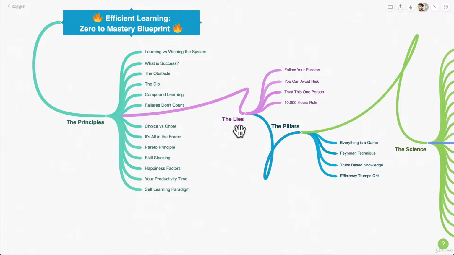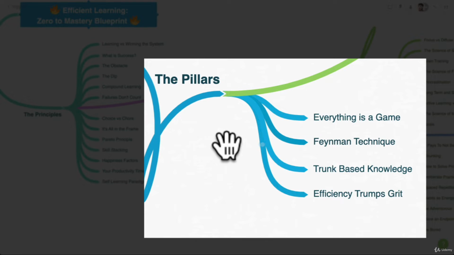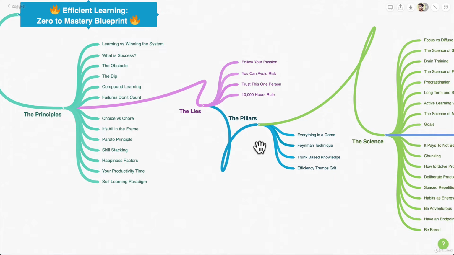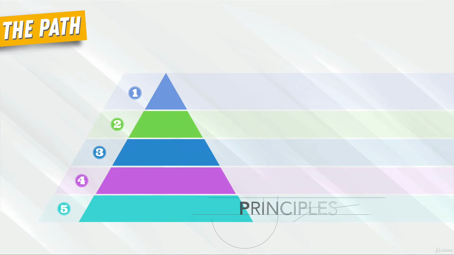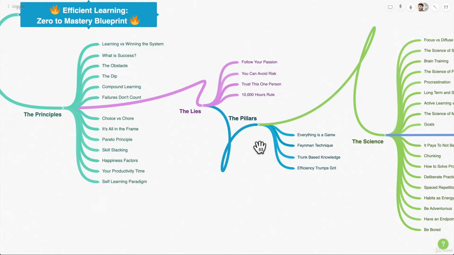Once we're done with that, we're going to go into the pillars. These are the foundational four pillars that we need to become masters, to learn a topic and get to mastery. From there, we would have built our foundation with the principles, the lies, and the pillars, where we have the right mindset, we know what is true and what it isn't, and we have the pillars in place to really learn proper learning techniques. This is when the course gets really exciting.